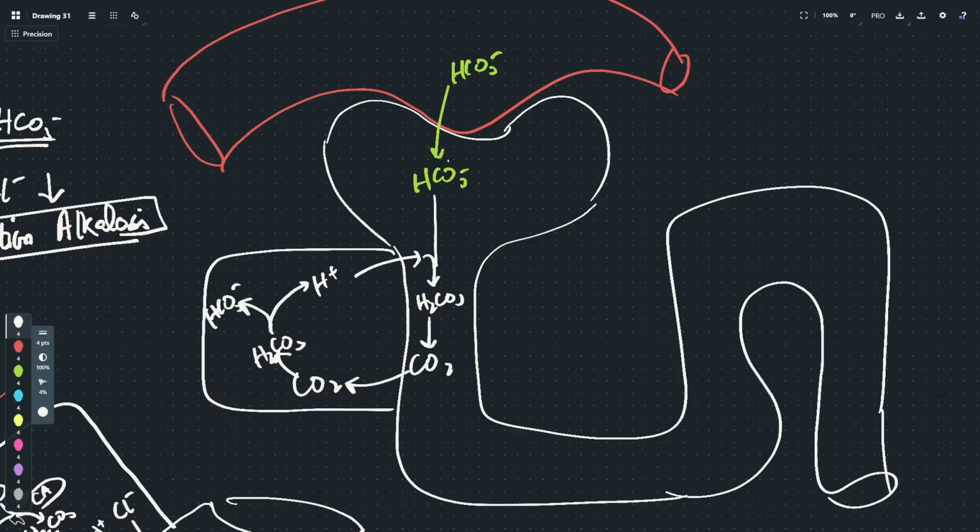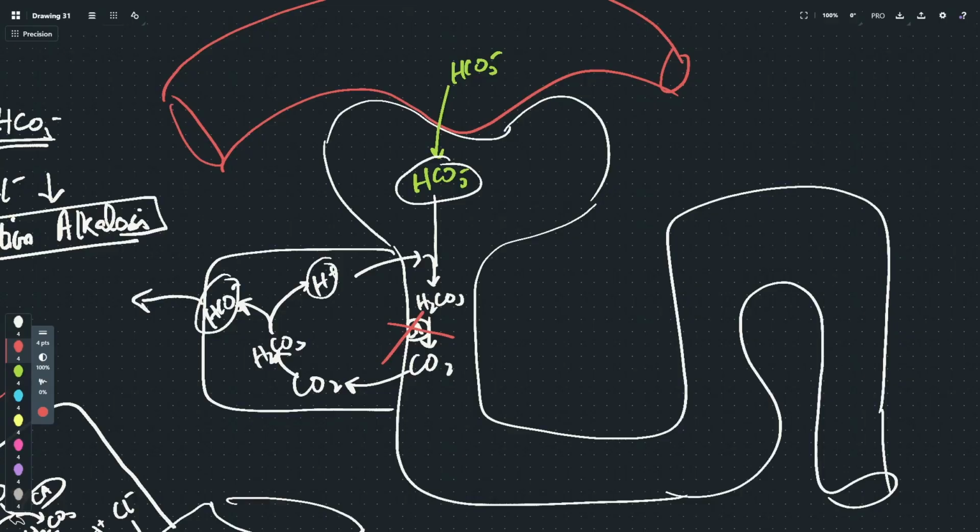Now this bicarbonate is not the same as that bicarbonate, but the net result is that we have gained a bicarbonate which can go into the blood, right? And this H positive will be recycled. So the point is that carbonic anhydrase is causing the reabsorption of bicarbonate. Now, if carbonic anhydrase is blocked somehow, or there is a genetic defect of this enzyme, or a carbonic anhydrase blocker is given as a drug for certain diseases.